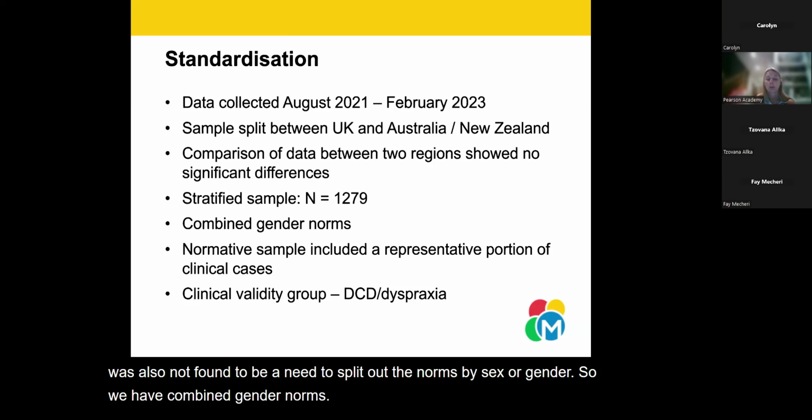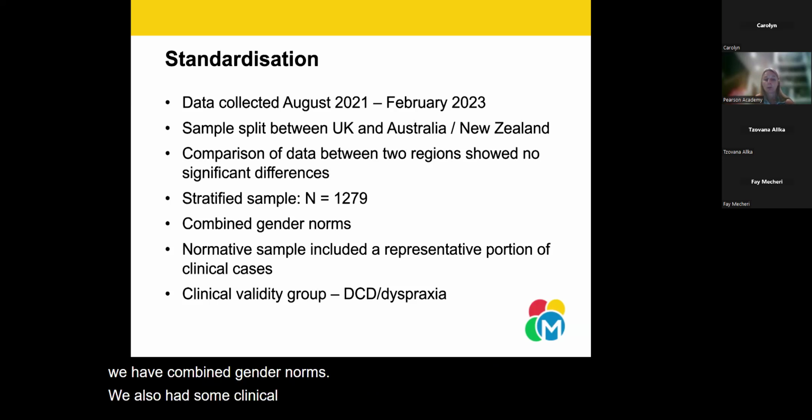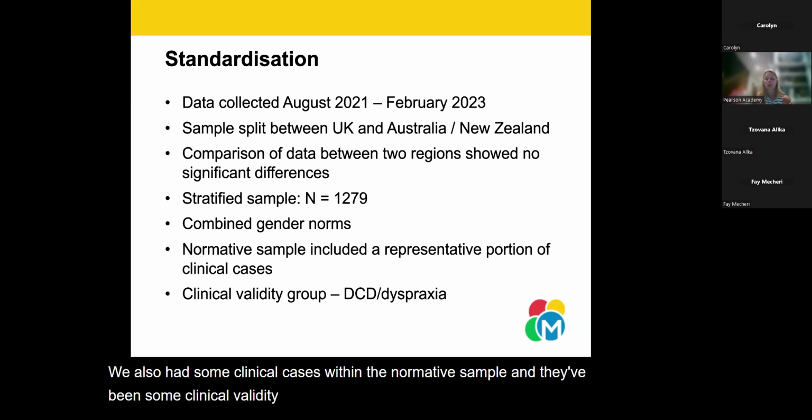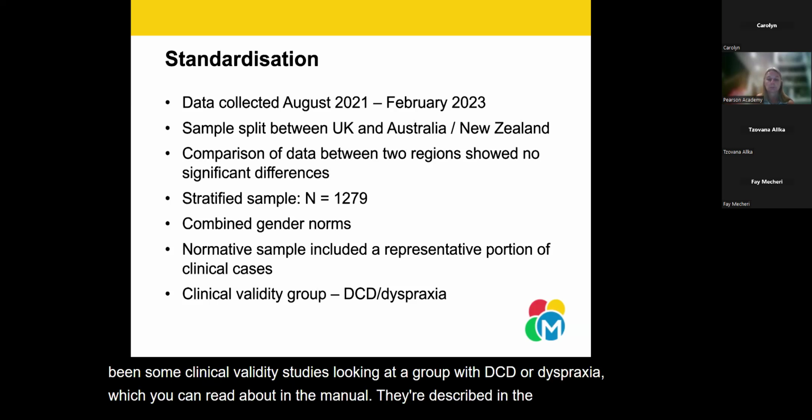We also had some clinical cases within the normative sample, and there have been some clinical validity studies looking at a group with DCD or dyspraxia, which you can read about in the manual. They're described in the manual.